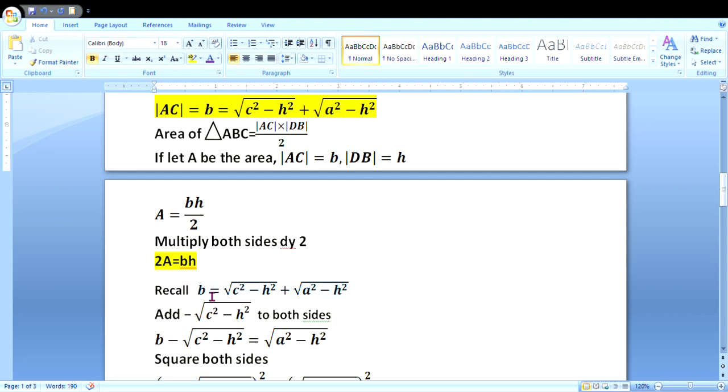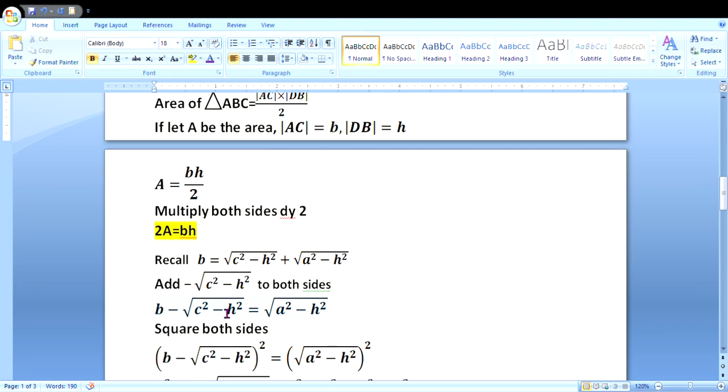So we record that b is equal to the square root of c square minus h square plus the square root of a square minus h square. Because we need to move the square root of c square minus h square to the left hand side, we add minus the square root of c square minus h square to both sides. This expression becomes b minus the square root of c square minus h square is equal to the square root of a square minus h square.